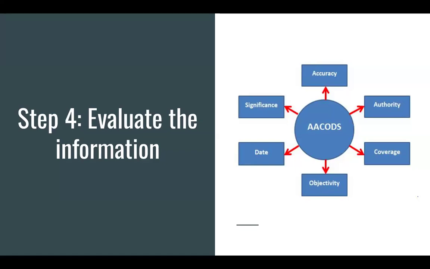The C stands for coverage: does the source cover the topic comprehensively? The O is for objectivity: is the source actually unbiased? The D is the date, which I talked about before: is it recent or is it old? And the S is significance: how relevant is the source to what you're actually researching?